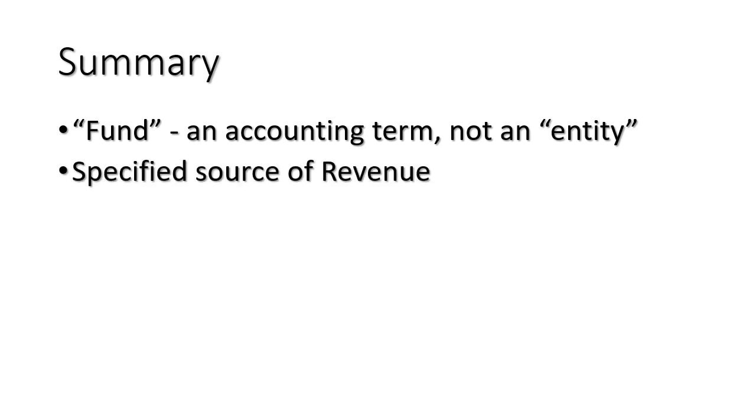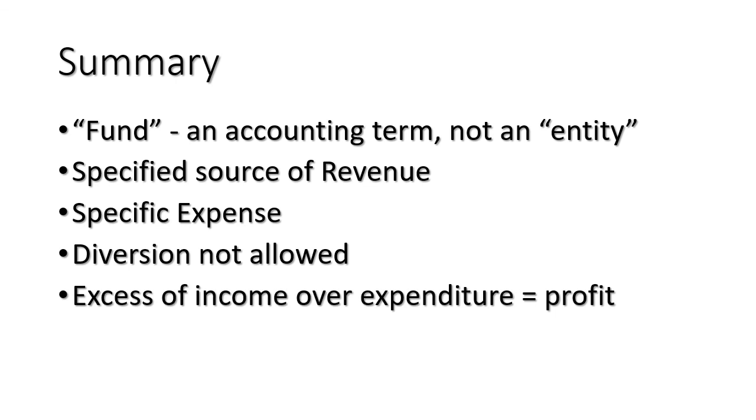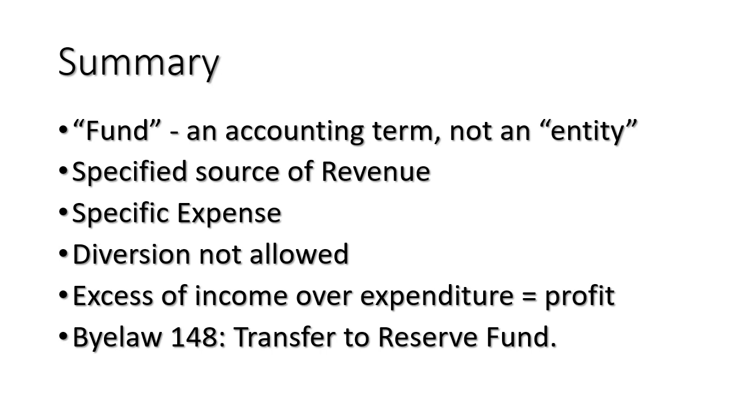There are specified sources of revenue for each fund, and that revenue is to be collected on the basis of the guidelines of the bylaws. Also, each fund has got a specific expense. You cannot use it for other purposes. Diversion is not allowed, and excess of income over expenditure is what can be termed as profit. And this profit, how it is handled, we have already seen. Part of it is transferred to the reserve fund and the rest of it can be appropriated as defined in the earlier slides.